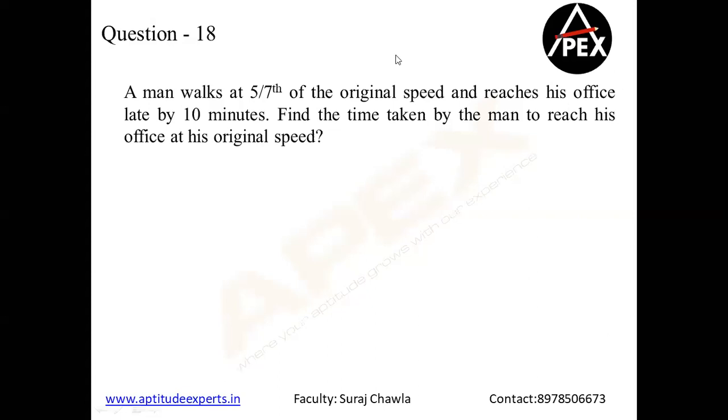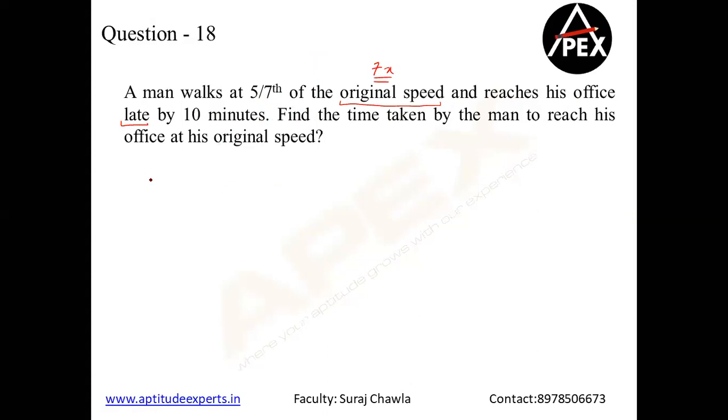Let's look at this. It says a man walks at 5/7 of his original speed and reaches office late by 10 minutes. So when I'm saying he's walking at 5/7 of his original speed, that means there is some original speed and there is some original time taken also, because he is late by 10 minutes. Since I'm talking about 5/7 of the original speed, let us assume the speed is equal to 7x. This is the basic method.